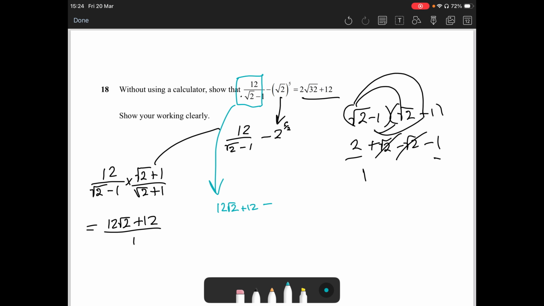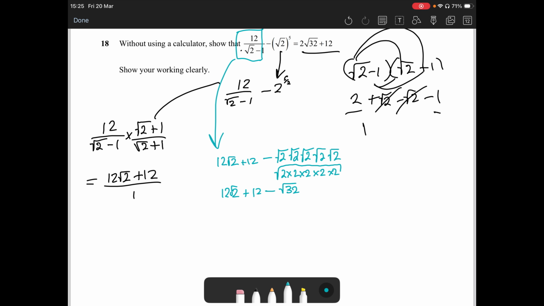And this bit on the right is 2 to the 5 over 2. Now, we can think of this as root 2 times root 2, 5 times. Yeah, that's what root 2 to the power of 5 is. Now, what you can do to make your life easier is we can bring this all under 1/3. So when you times, this is allowed, right? You are allowed to multiply thirds by one another. So this becomes 12 root 2 plus 12 minus 2 times 2 times 2 times 2 times 2. 4, 8, 16 is the root 32. Cool.